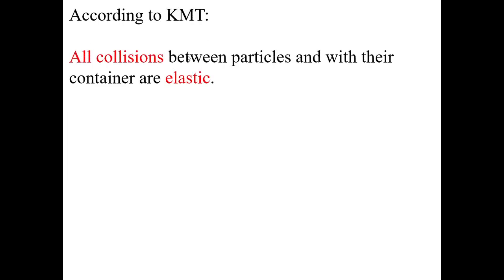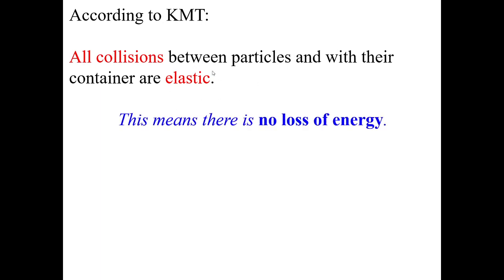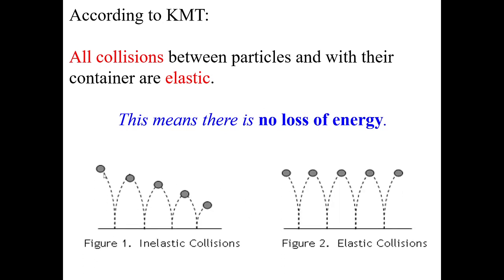Okay, so all collisions between particles and with their containers are elastic. Elastic means that there is no loss of energy in this case. So if you imagine you had a bouncy ball and you drop it, and every bounce it gets a little bit lower and lower, and eventually it starts rolling, right? Well, with elastic collisions, that means that they bounce back to the exact same spot, the same height. They never lose energy. The speed that they hit the wall with, they will come off of the wall with, or the ground, or whatever.